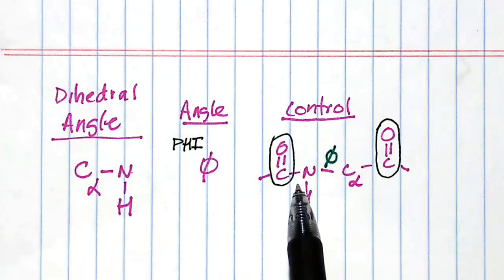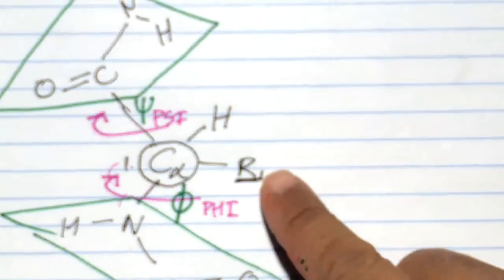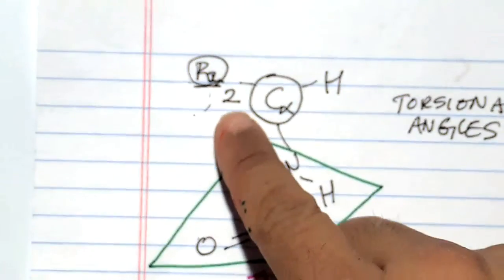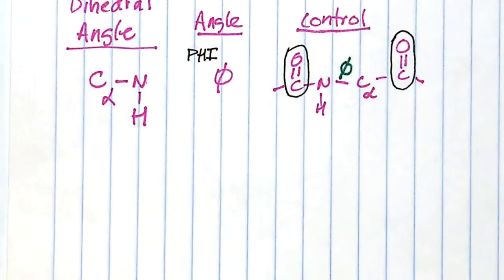Well, what determines if an angle is acceptable or not acceptable? What determines if a dihedral angle is accessible or non-accessible? Well, it has to do with the size of these R groups, this R group and that R group. The size of the R groups really determines all of that.